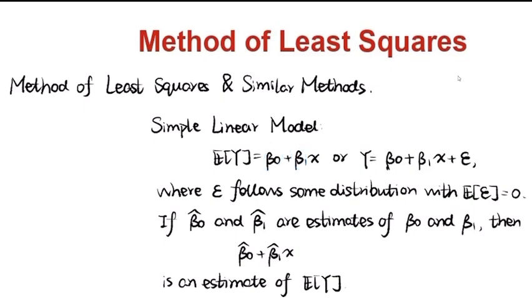When they are estimated, they are going to have a hat. So we're going to say the beta naught hat is the estimate of beta naught, while the beta one hat is the estimate of beta one.